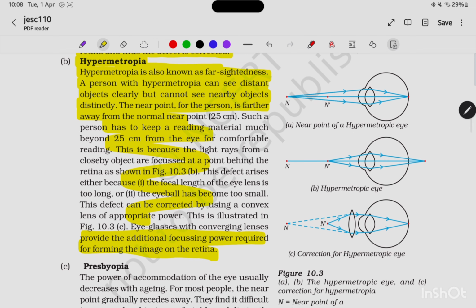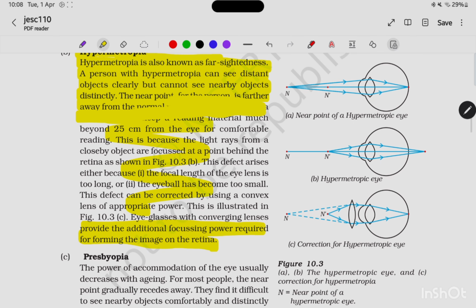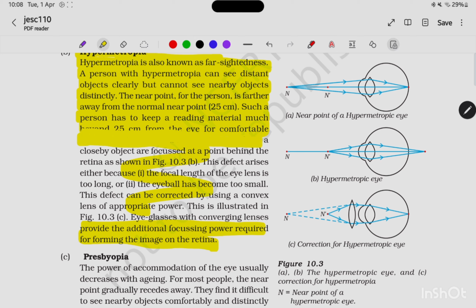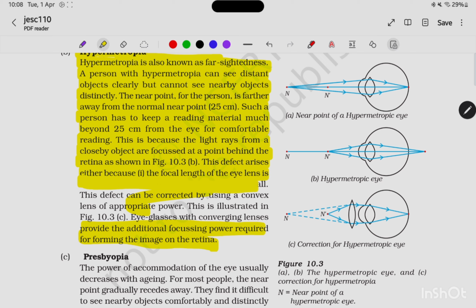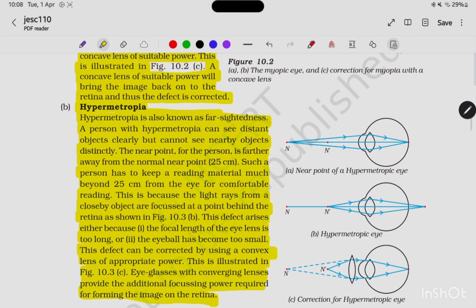This entire paragraph is quite important because 1 mark questions can be asked from here also, like which lens is used for correcting myopia. A question like that can be asked. It is concave, and which is used to correct hypermetropia, that is convex. Why convex? That's a question.